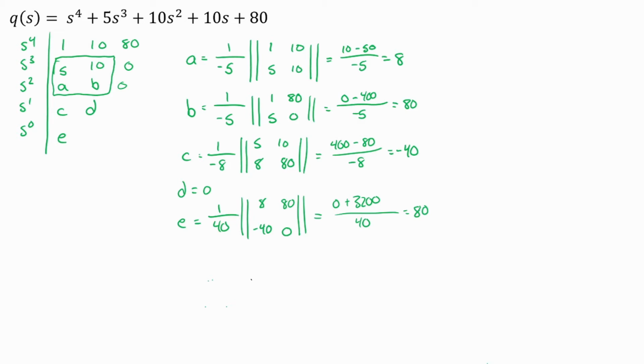So now what we'll do is we'll write out our final values. So we have s to the 4, s to the 3, s2, 1, 10, 80, 5, 10.